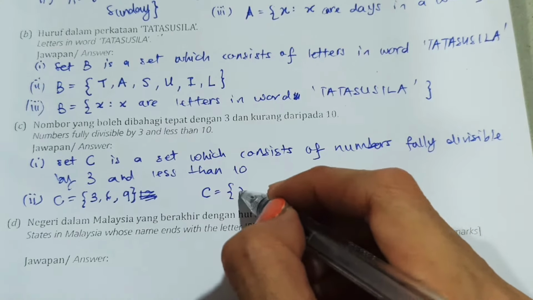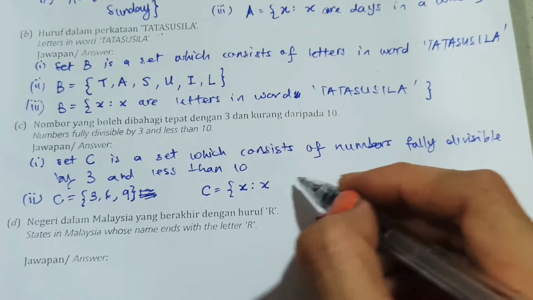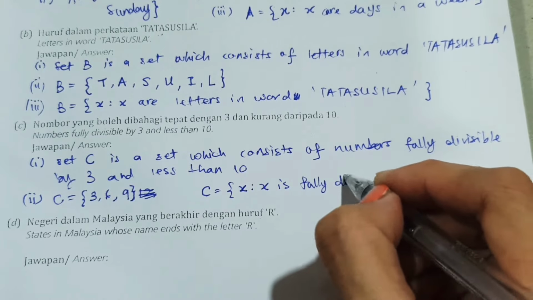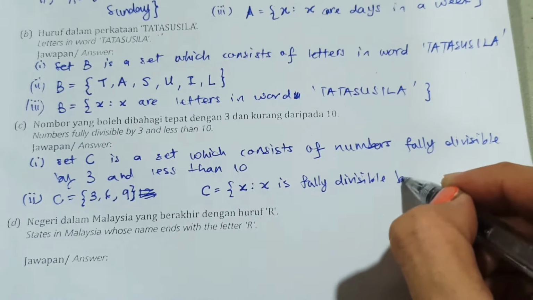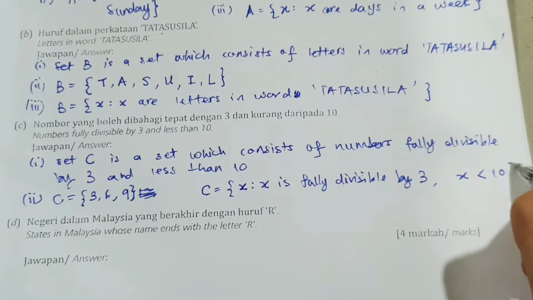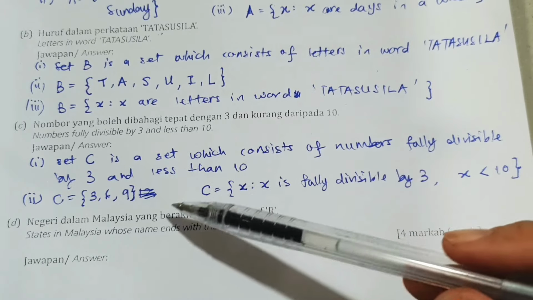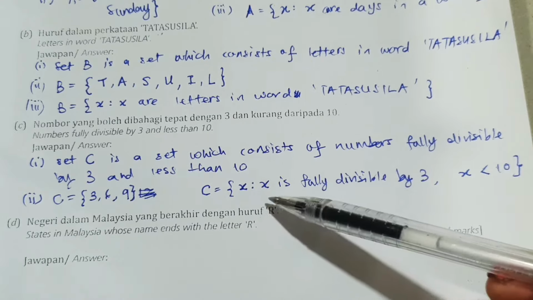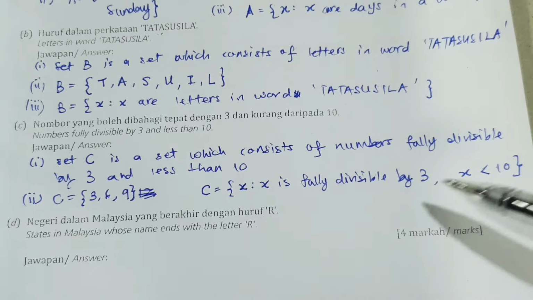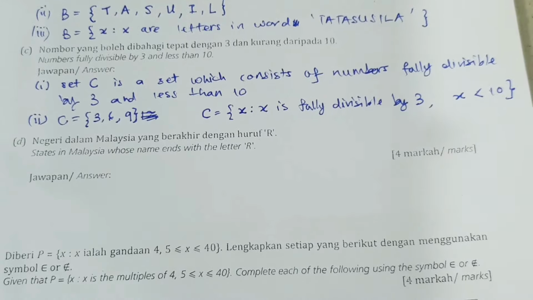And then let's write in set builder notation. Set C consists of x such that x is fully divisible by 3, x less than 10. So it is somewhere in between the word description and the listing. For set builder notation, we give a general statement using the symbols at the correct place, and we don't do the listing.